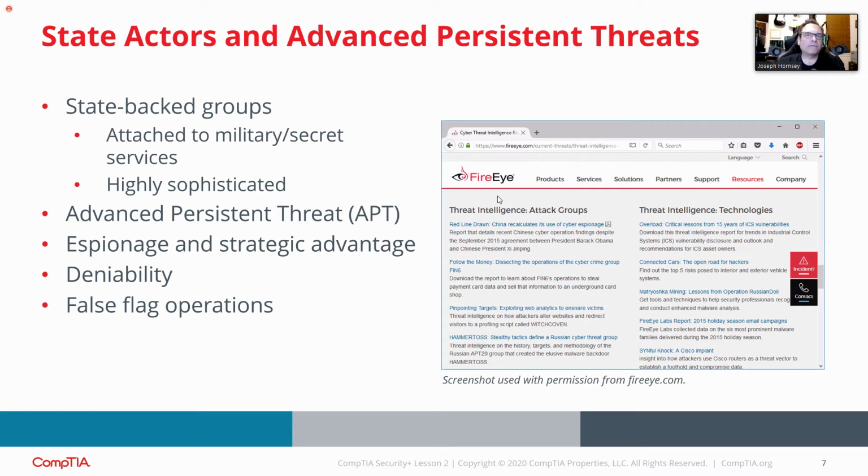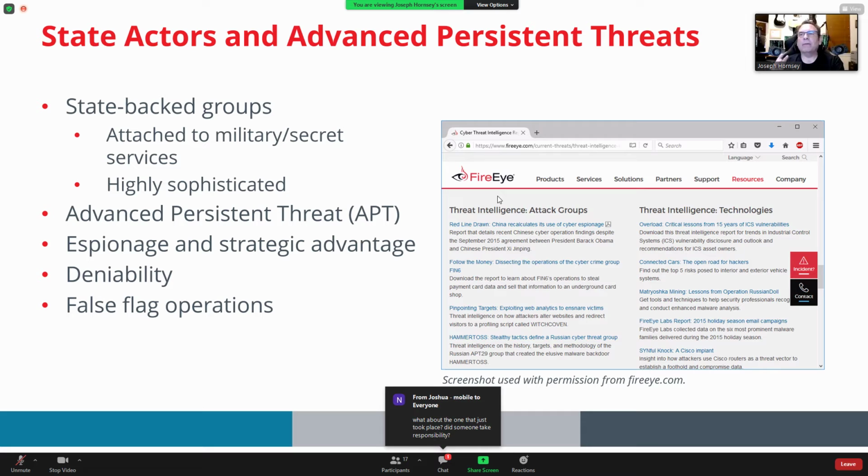And there's also false flag operations where one government will do something and make it look like somebody else did it, that kind of thing.